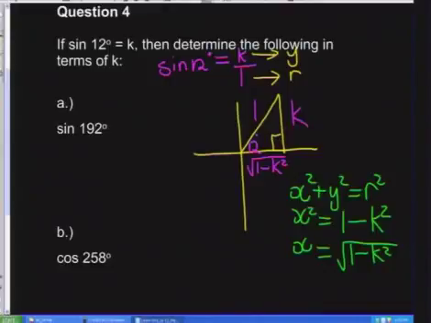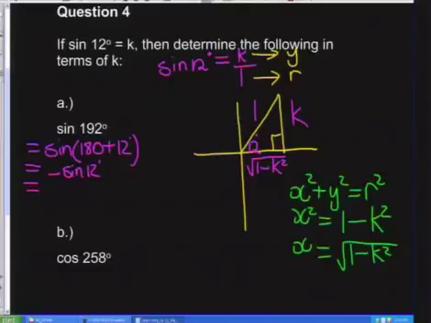Our first question says that we must write in terms of k sine of 192. Nothing too bad about that. I'm going to change that to sine of 180 plus 12. At first, I'm not going to need that diagram, but I'm going to be happy that I did it eventually. So sine in the second quadrant is negative. So this changes to negative sine 12. But if sine 12 is equal to k, then surely negative sine 12 must be negative k.